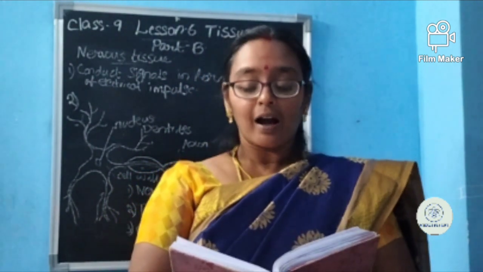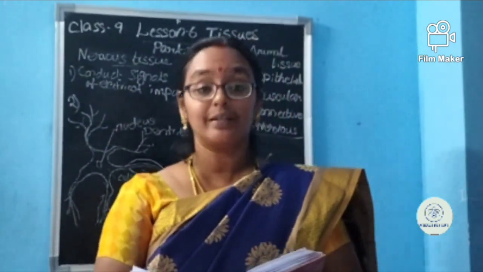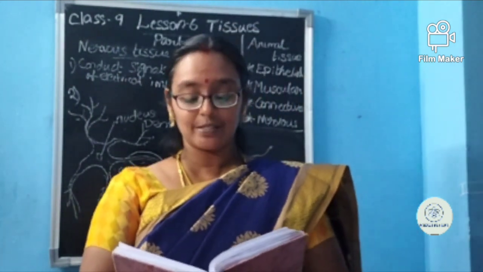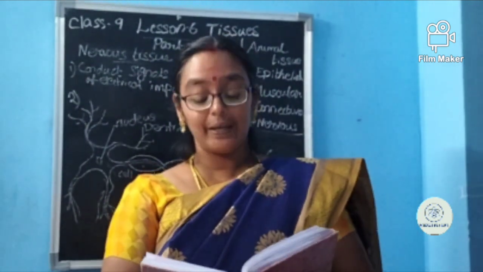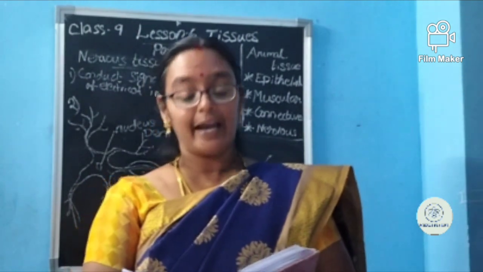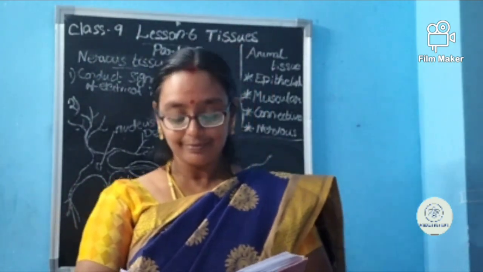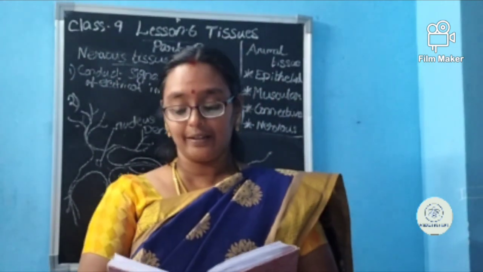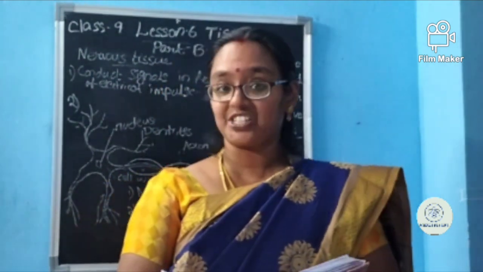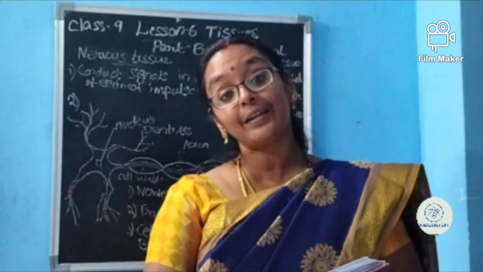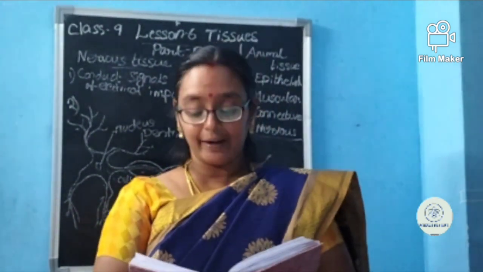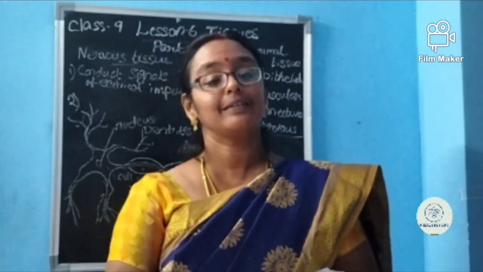Second one, cartilage is not found in. Options: A, nose; B, ears; C, kidney; and D, larynx. Okay. Third one, contractile protein is found in dash. A, bone; B, blood; C, muscle; D, cartilage.